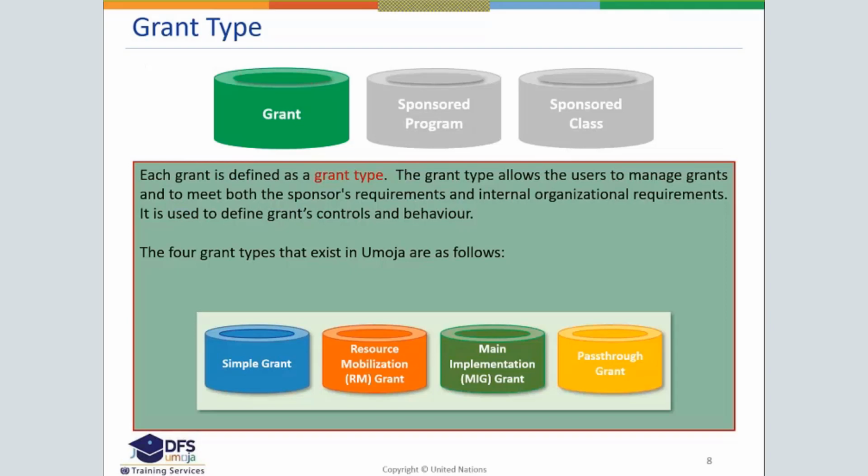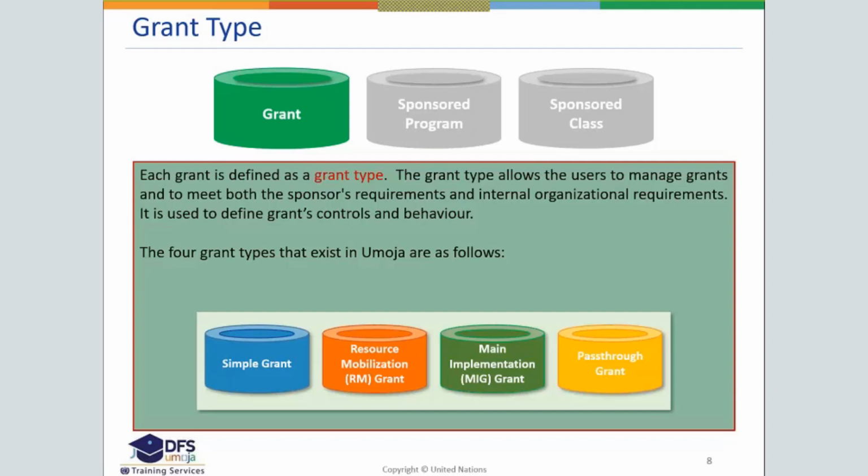Let me remark this because this is very, very important. You have to know and understand the difference between each one of the grants in Umoja. We have the simple grant, the resource mobilization grant, main implementation grant, and pass-through grant. It's very important when you create the grants in the system. We will see it later on when we jump in.